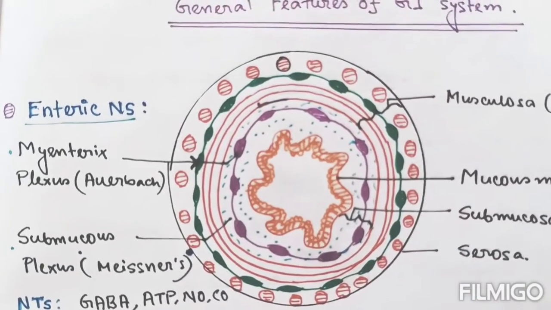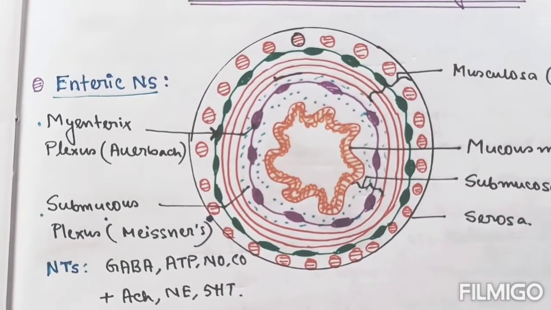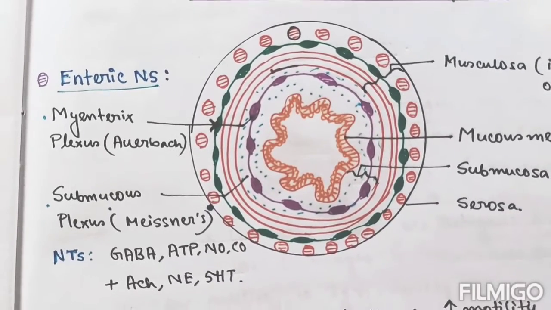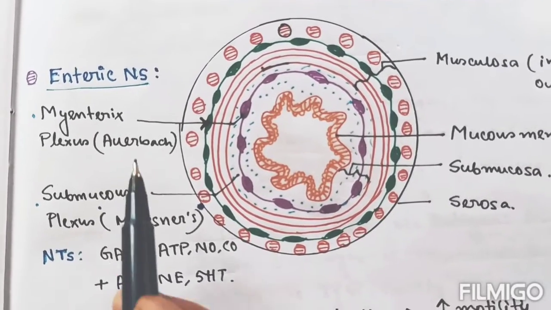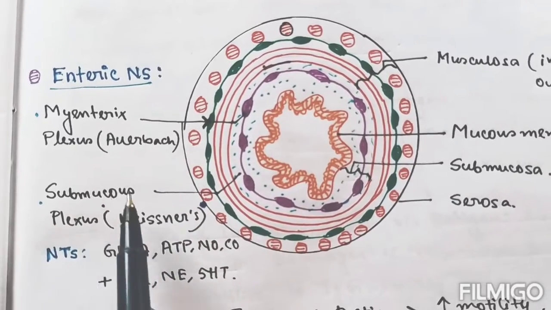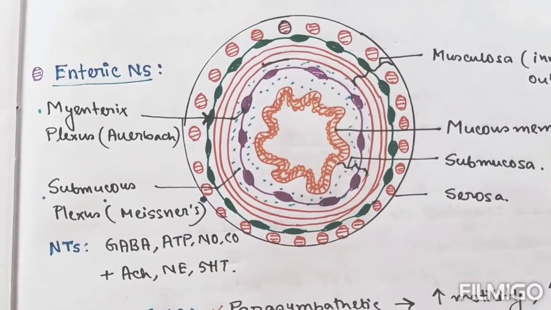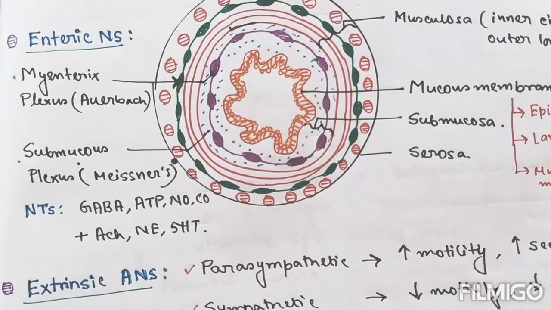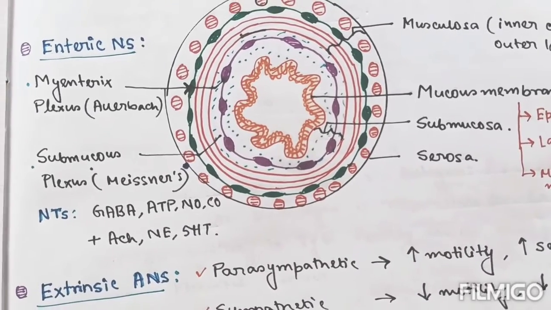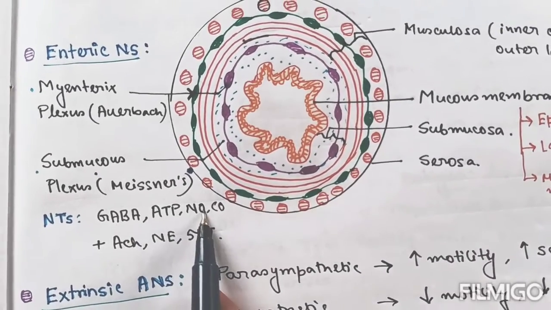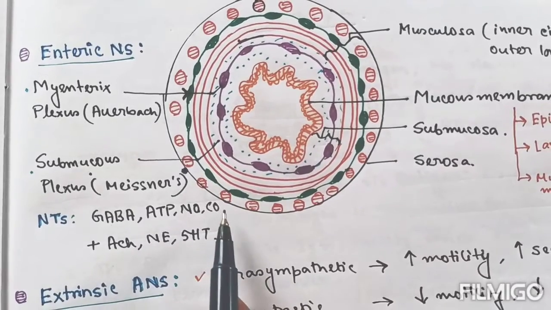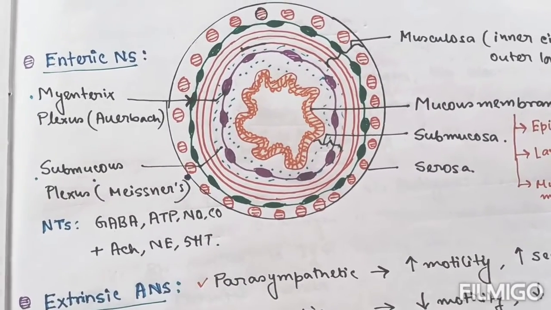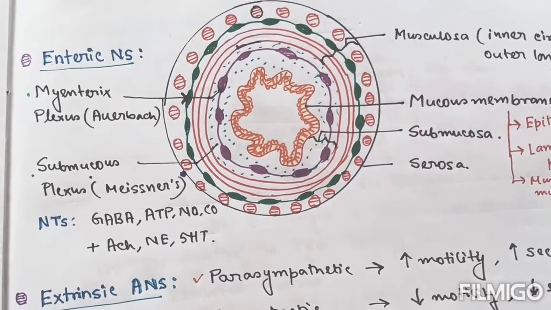As the name suggests, myenteric plexus means the plexus lies in the muscle layer. It's also called Auerbach's plexus. And the submucous plexus is inside the submucous layer. The neurotransmitters responsible for this enteric nervous system are GABA, ATP, nitric oxide, carbon monoxide, along with common neurotransmitters like acetylcholine, norepinephrine or serotonin.